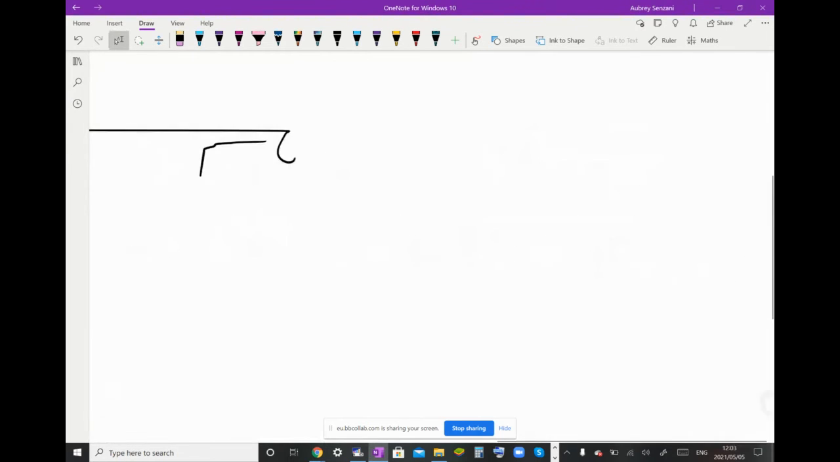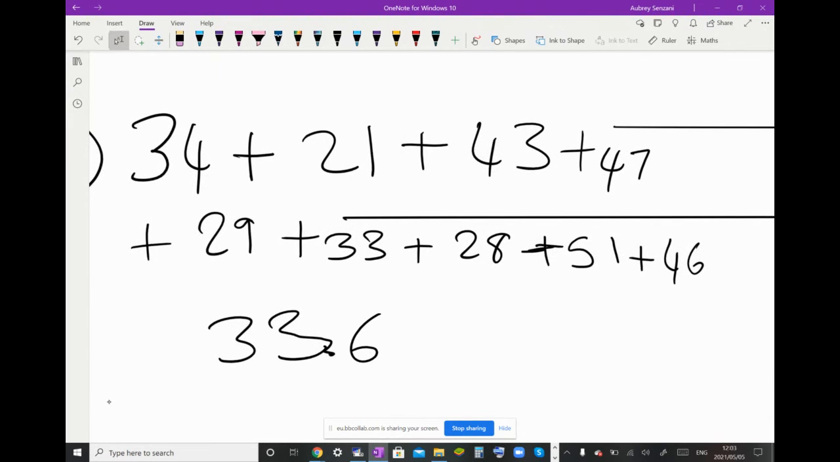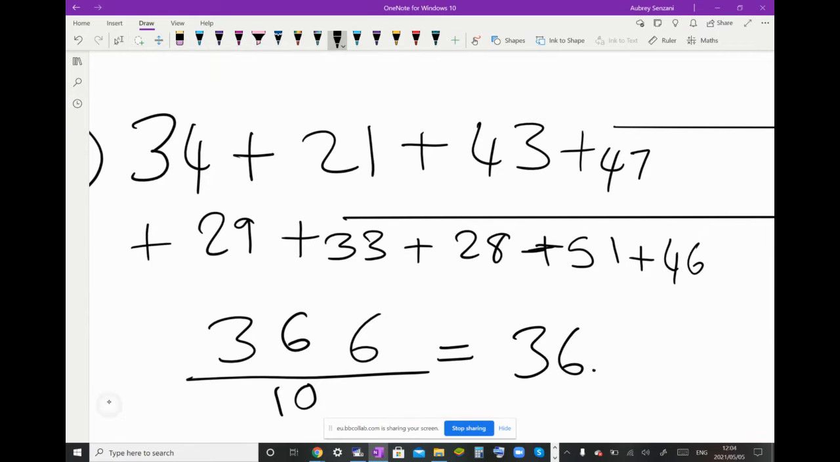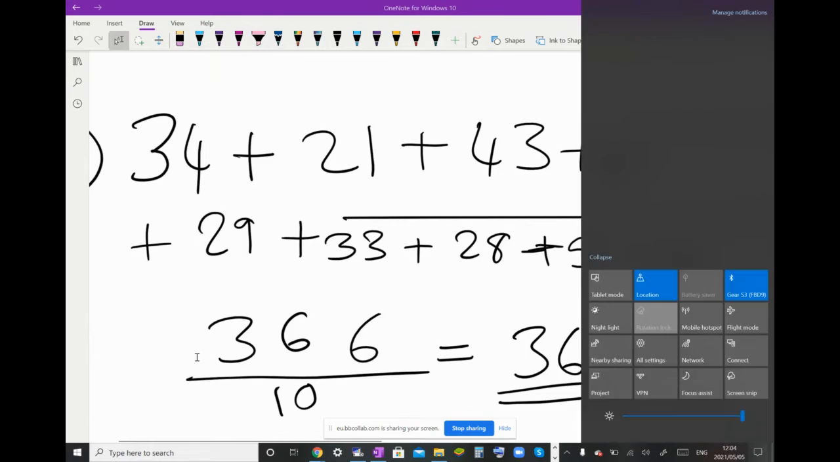Okay, so when you add all those up, what do you guys get? How much? So we get 366. Oh my goodness, I actually was going to put 330. So 366, and then obviously divided by 10. Okay, then that should give you 36.6. Okay, so that's your average age. That's all that you need to interpret there. It is the average.